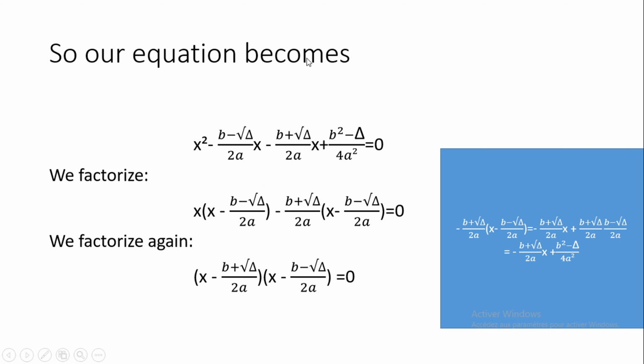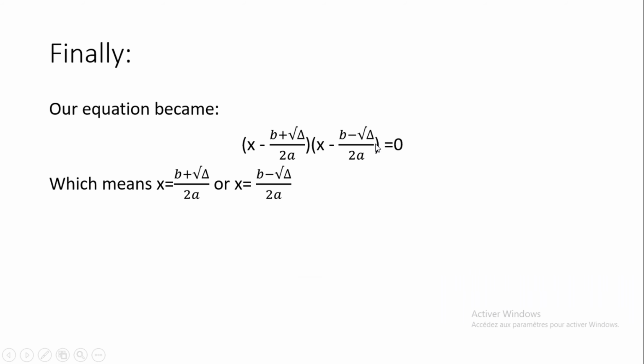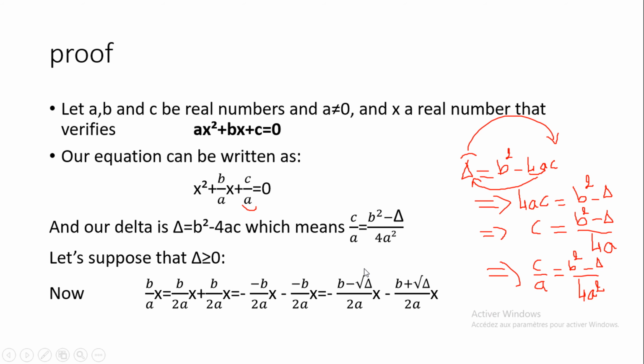So our equation becomes x squared minus b minus the square root of delta over 2a x minus b plus the square root of delta over 2a x plus b squared minus delta over 4a squared equals 0. This is what we found here. Our c over a equals this, and our b over a x equals this.